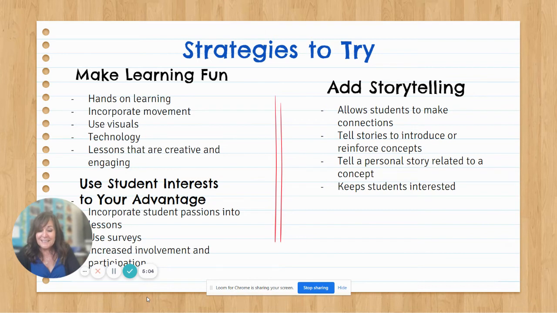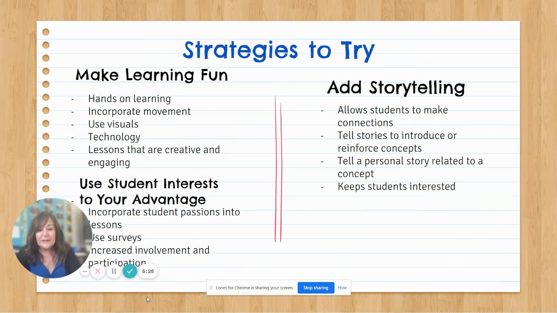Once you know what your class is interested in, you can find creative ways to integrate it into your lessons. If you take the time, you will definitely see increased participation, higher involvement, and overall an increase in learning. Try to add some storytelling into your lessons.